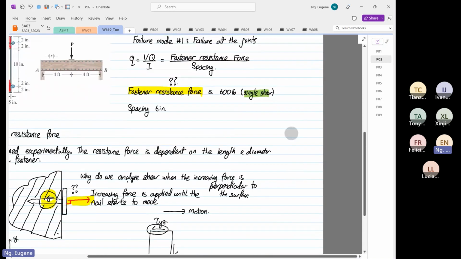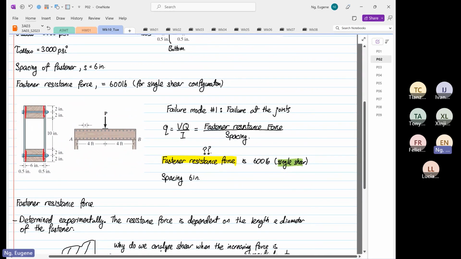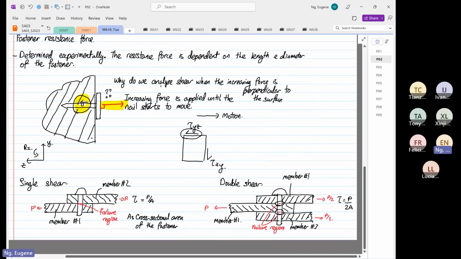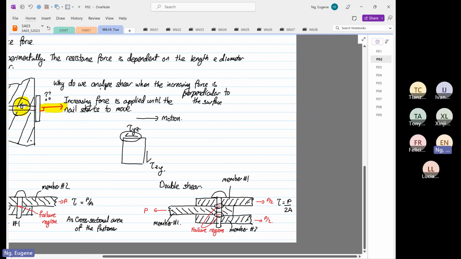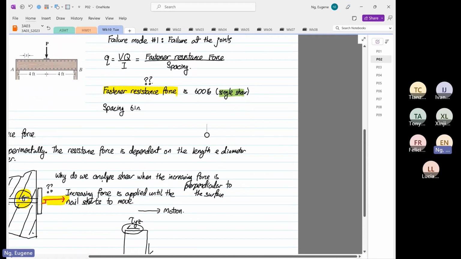So now all of you know what is a single shear, double shear. Okay, so now coming back to our problem, the problem states that the fastener resistance force is for a single shear. So when they test the fastener resistance force, they test it under this configuration only. But under double shear configuration, you have P, and now you have twice the area. So this is single shear.